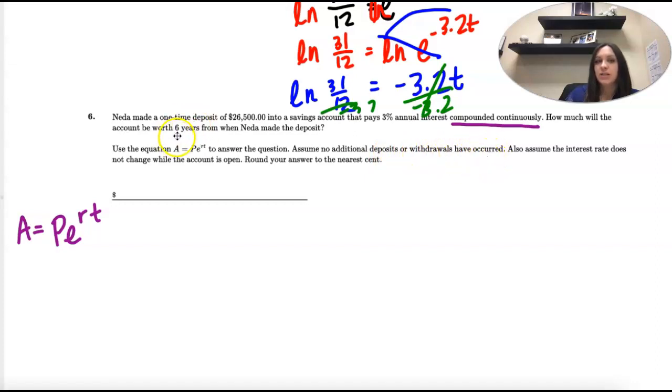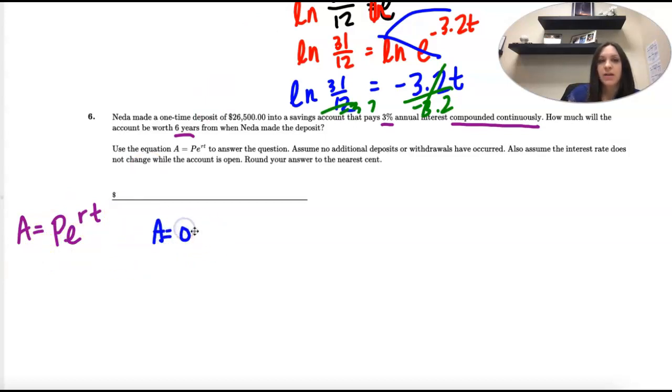So she went 6 years, no withdrawals, no deposits, just left the money in there. And then we're going to assume the interest rate does not change while the account is open. So it's always going to be 3%. Since we're talking about money, we're rounding to the nearest cent. Okay, so this equation, let's just go over what everything means.